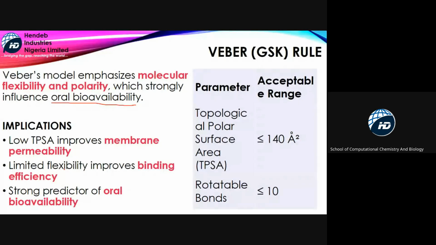The flexibility, how you can rotate, whether rigid or flexible. So if you have limited flexibility, it will improve binding efficiency. So if your rotatable bonds are low, not more than 10, then it's telling us that such a compound could likely bind very well to your receptor. It is also a strong predictor of oral bioavailability. So we shall include these parameters in our screening.